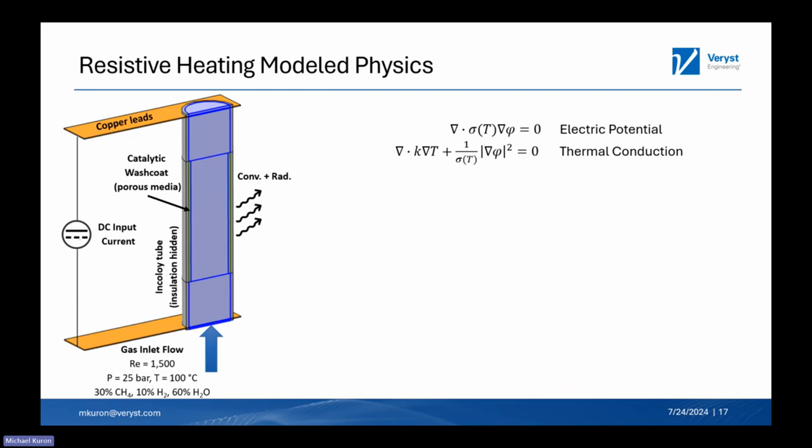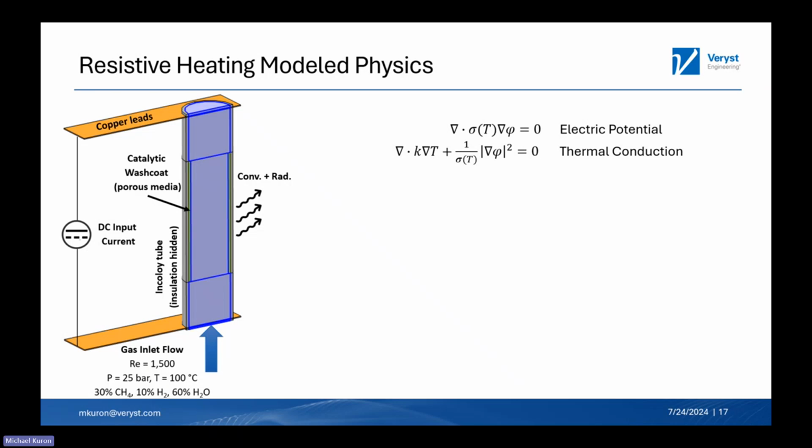So first, let's talk about the resistive heater. As I mentioned a moment ago, the heater is shown on the left here, where we have copper leads that connect into the reformer tube, which we've scaled down by a factor of 10x for this image. We apply an input current to the electrical circuit and model the gas flow through the center of the tube, which interacts with a catalytic washcoat or porous media along the walls of the reformer.